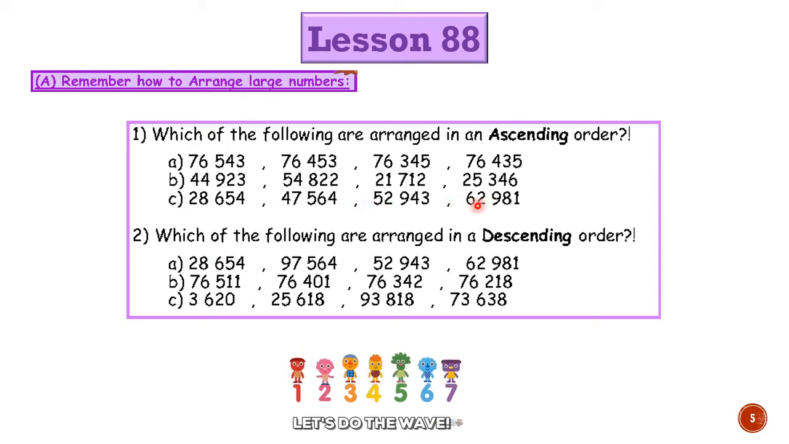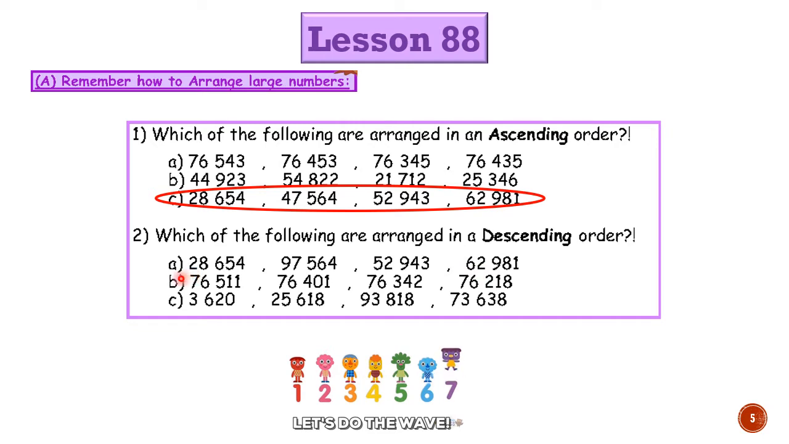It's an ascending order. Let's go and choose it. Good job. Let's go to the next one, which is, yes, descending order. Choose and examine each one. Here we have 5 digits, 5 digits, 5 digits, and 5. Here we go to the thousands place: 28, 97, 52, 62.